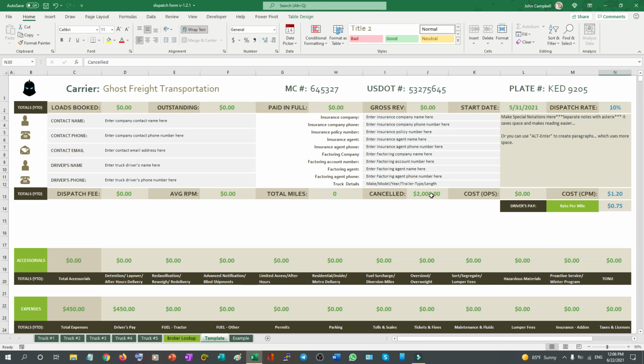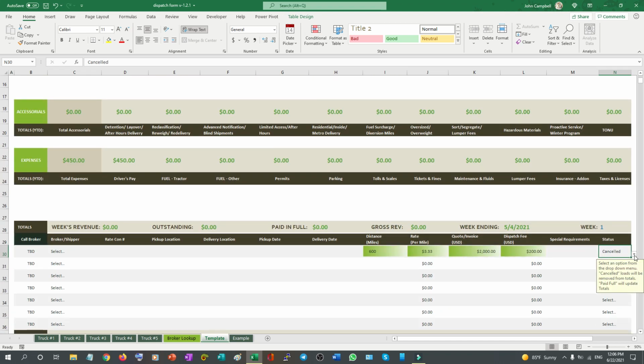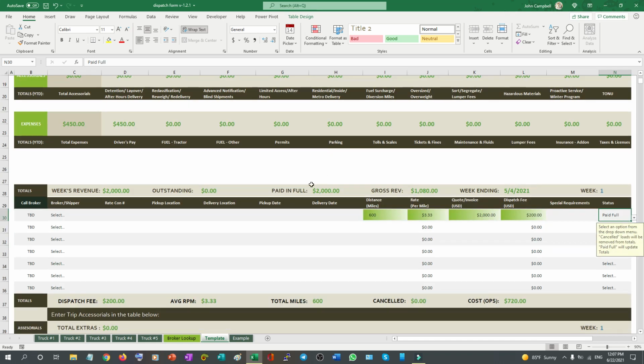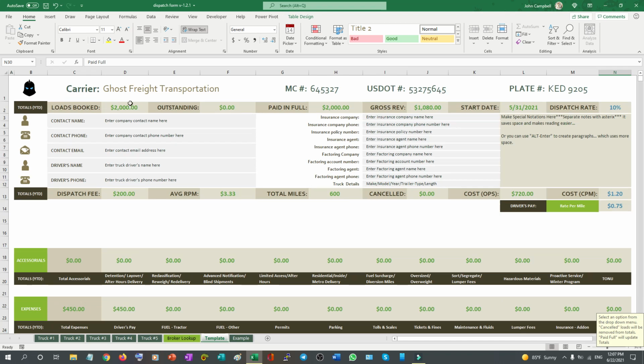That simple. All right, so the same thing goes for if the load is not cancelled, but rather it has been completed, the entire process is completed, and the load has been paid in full. Then once you select paid in full, the paid in full section will be updated both in the grand total, right, as well as the weekly total of what has been paid in full. So the $2,000 here in loads booked and the $2,000 in paid in full is the same $2,000, right? But we're simply indicating that it has been paid.